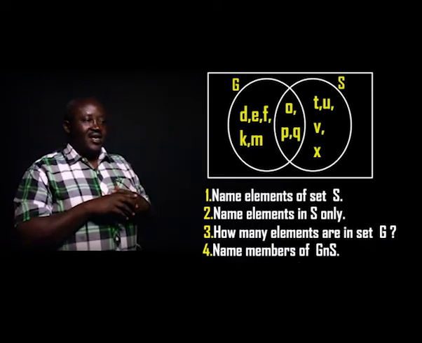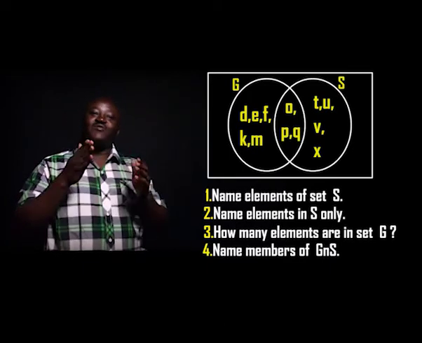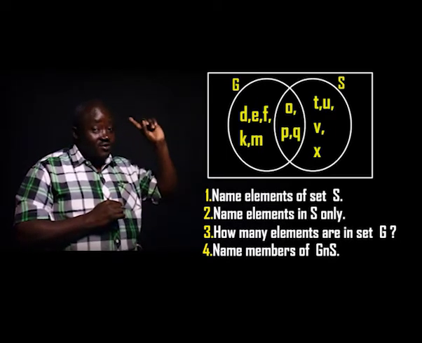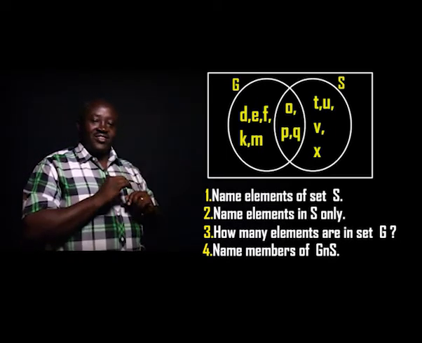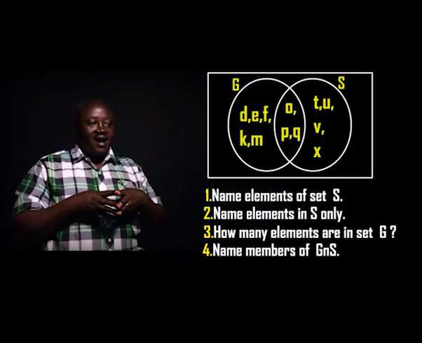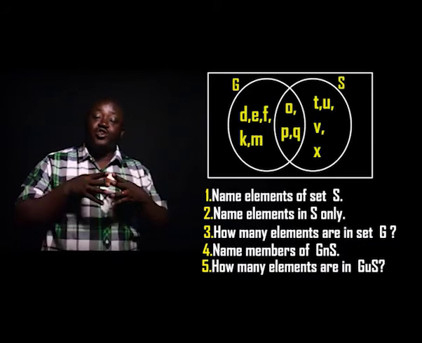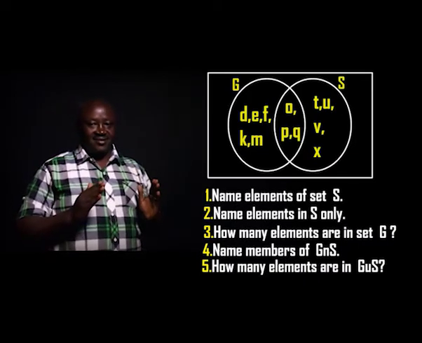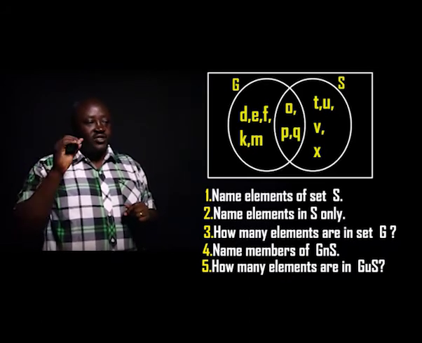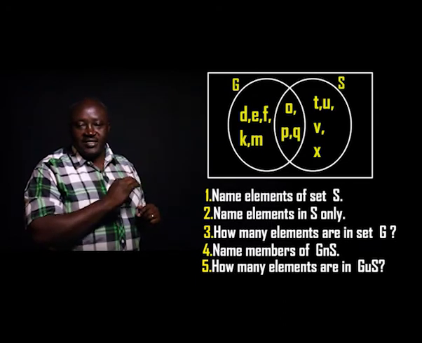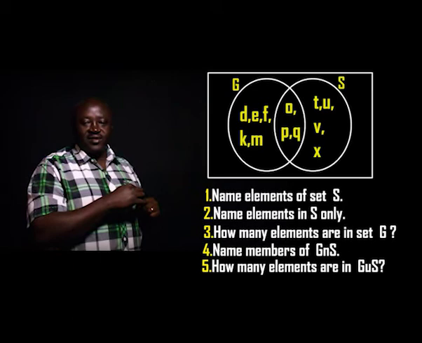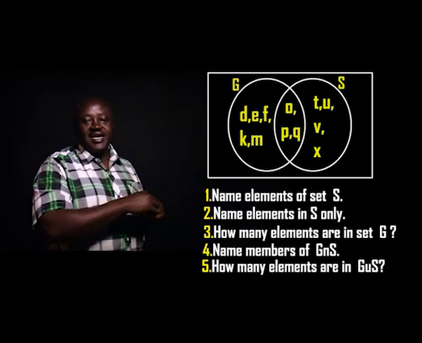Fourth question. Name the members of G intersection S. Please borrow a leaf from our examples above. Then the fifth question. How many elements are in G union S? We said how many means number of. So this one can also be represented mathematically as n of G union S.